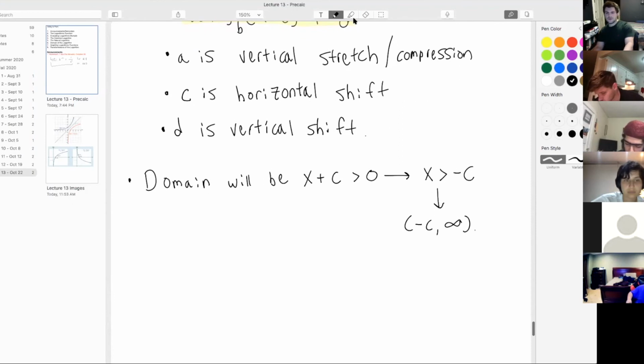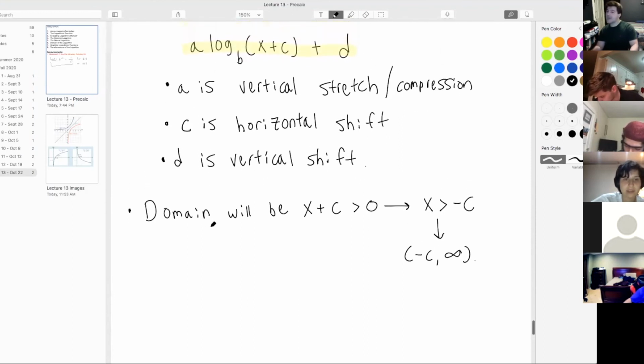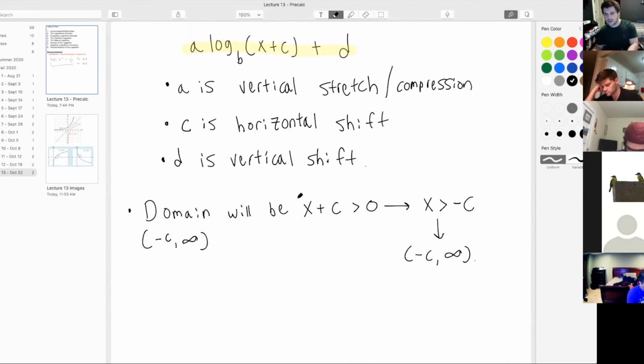The rest of the transformations don't matter for the domain, right? No, they don't matter at all. Base, stretch, vertical shift, they play no role in finding the domain. So the domain will be minus c to infinity, and here is the work on how I got that.